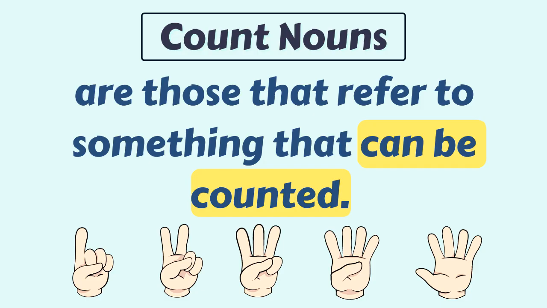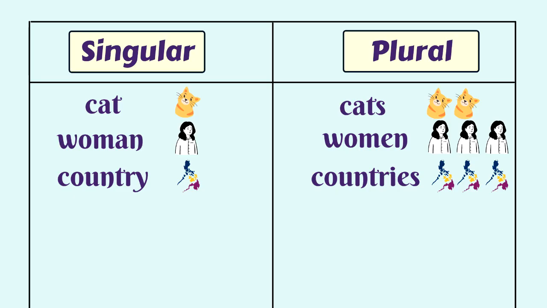Now, what are count nouns? Count nouns are those that refer to something that can be counted. They have both singular and plural forms. For example, cat, cats, woman, women, country, countries.